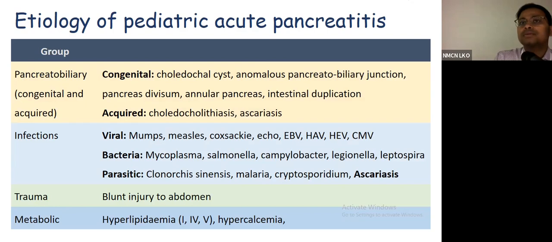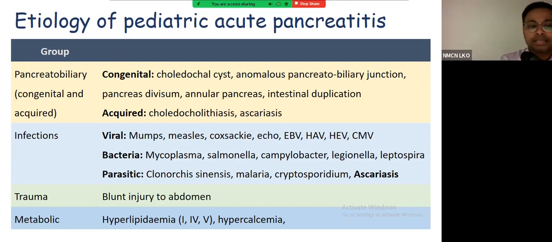Now, once we diagnose that the child has acute pancreatitis, and this is his severity, we also have to know what the etiologies are in pediatric acute pancreatitis, because they are much different from the adult. In adults, the majority of pancreatitis is alcoholic and biliary. In children, it is slightly different. Pancreaticobiliary congenital causes like choledochal cyst, abnormal pancreatobiliary junction, pancreas divisum are common. Acquired causes like choledocholithiasis, ascariasis are also seen. Infective causes, like acute viral hepatitis, are also known to cause acute pancreatitis.